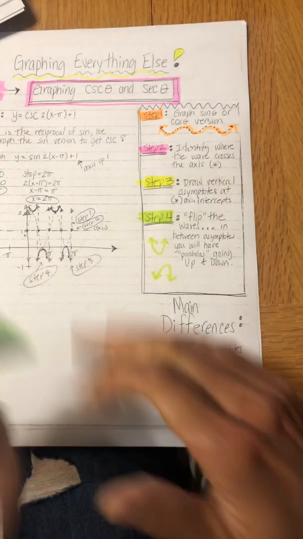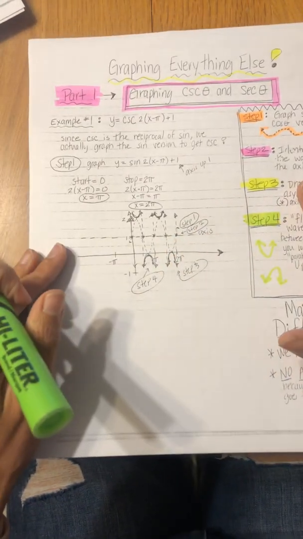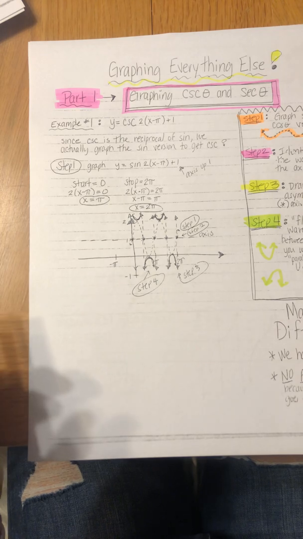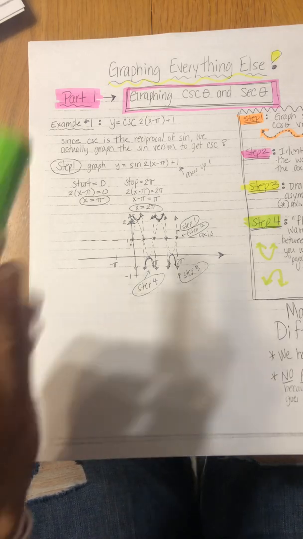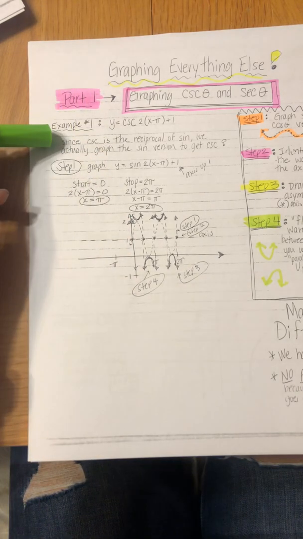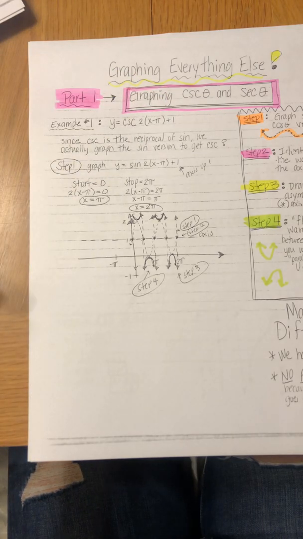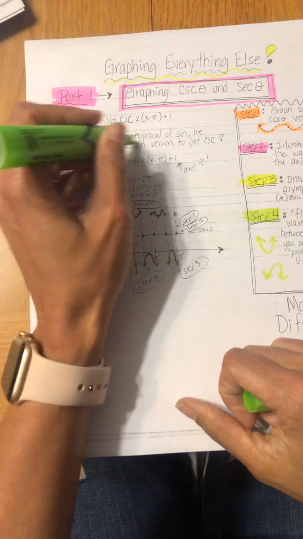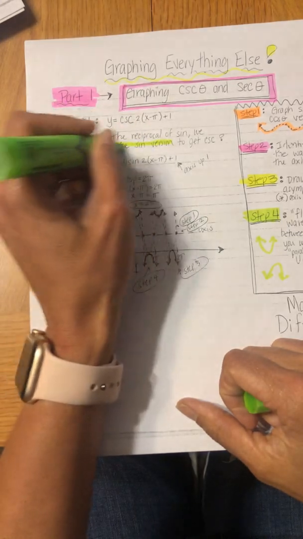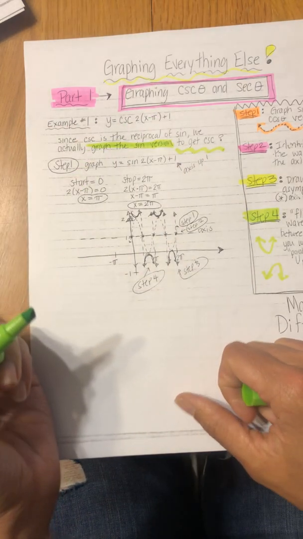Okay, so example 1 is completely worked out, but let's go through what it entails. So we have y equals the cosecant of 2 times (x minus pi) plus 1, okay? Well, it says since cosecant is the reciprocal of sine, we actually graph the sine version to get cosecant. Graph the sine version to get cosecant, okay?